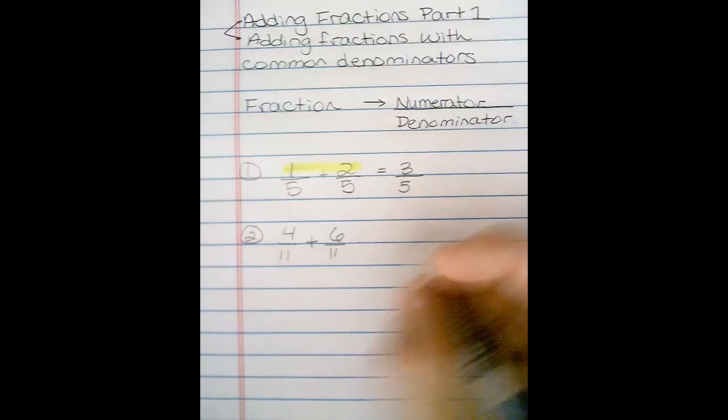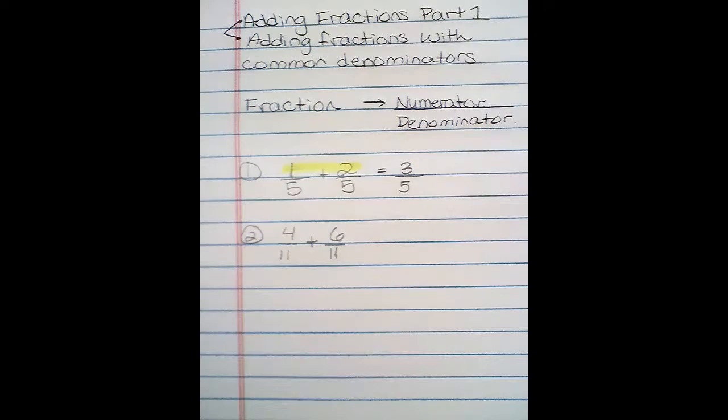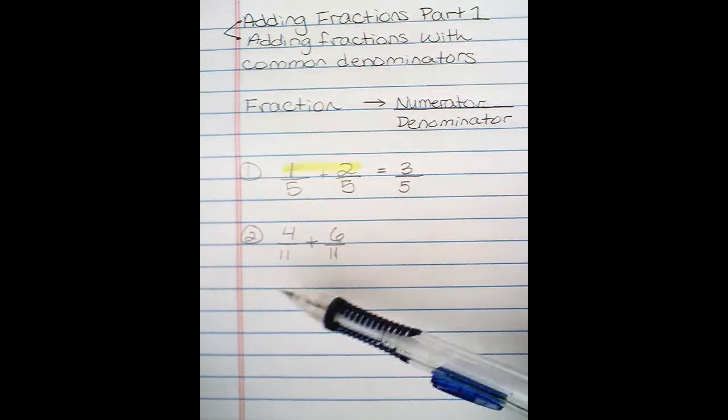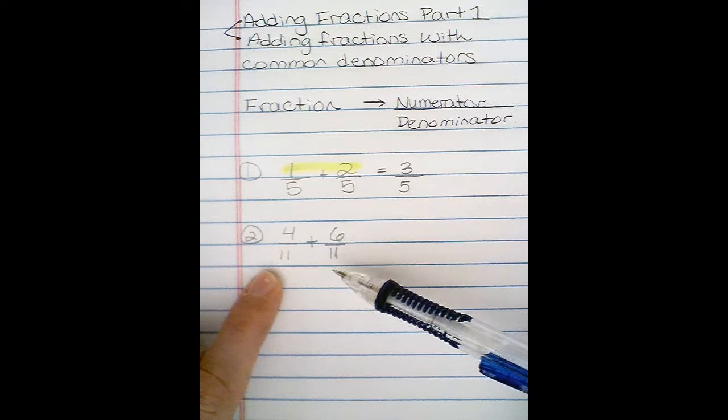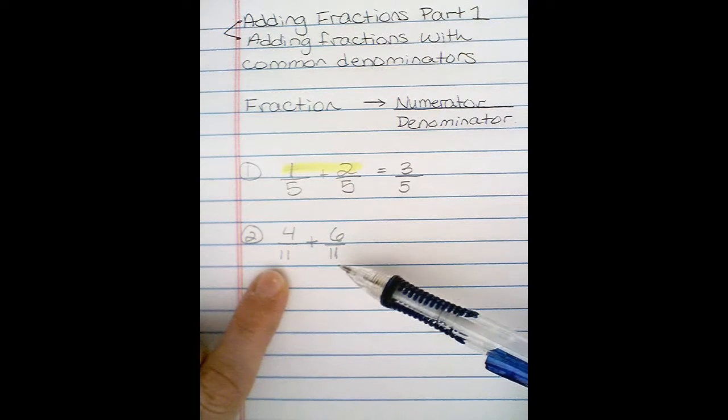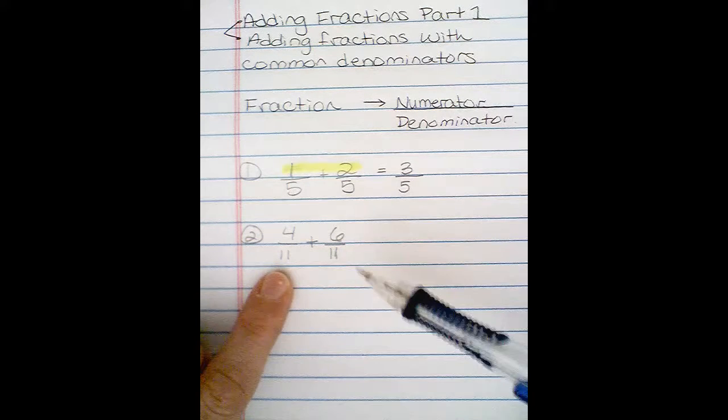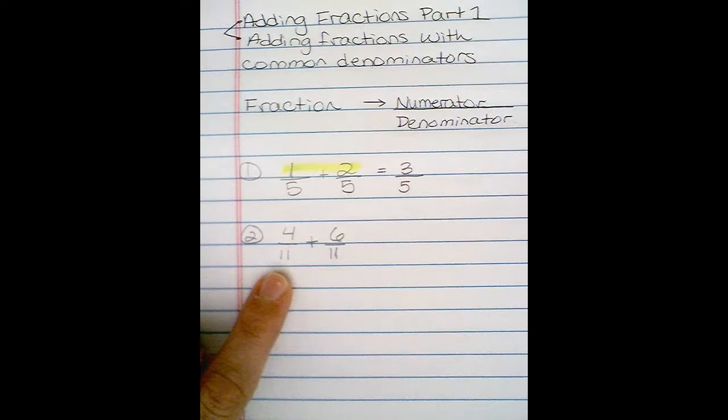Alright, so the first question I need to ask myself is, do I have common denominators? My first fraction is 4/11 and my second fraction is 6/11. As I look, I can see that both denominators are the same. So yes, I do have common denominators. Now, I'm able to add.